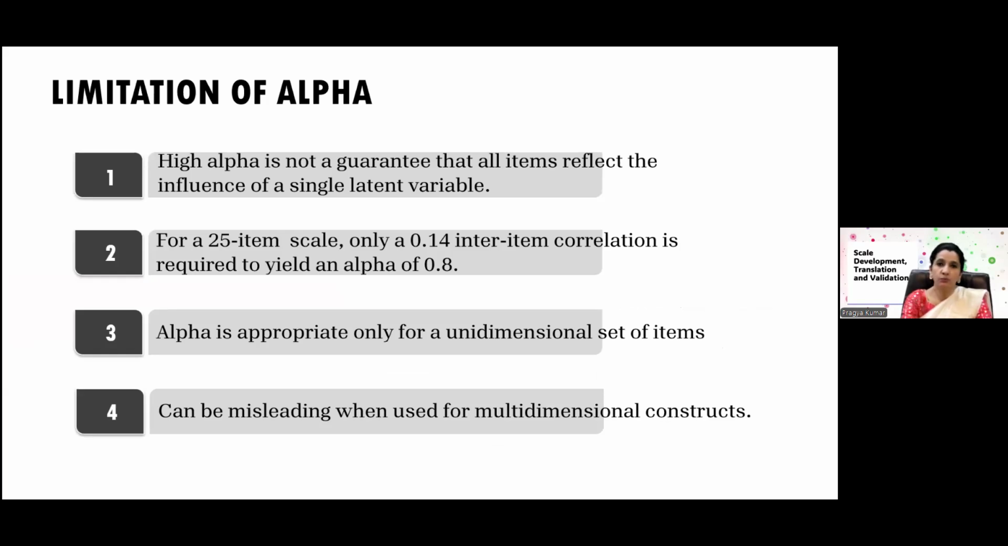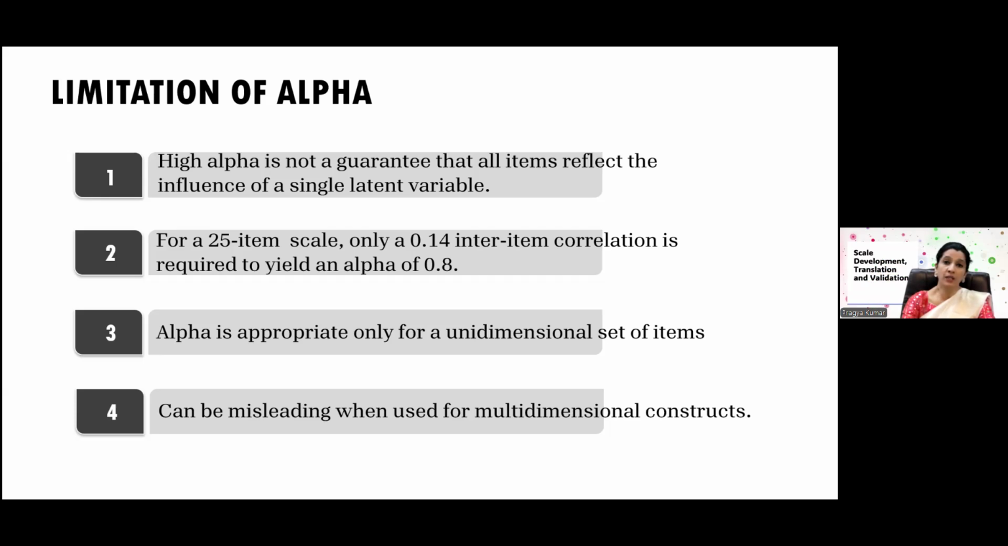On day 2, on Saturday, we saw that if you increase the number of items from 2 to 10, the reliability increases. Then again, with further increase, there is not much increase in the reliability. But if you increase the number of questionnaire items, the reliability definitely increases. So if the Cronbach alpha is high, 0.8 or maybe 0.9, it does not guarantee that all items reflect the influence of a single latent variable, because it considers the scale as unidimensional.